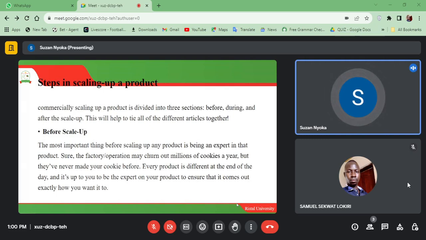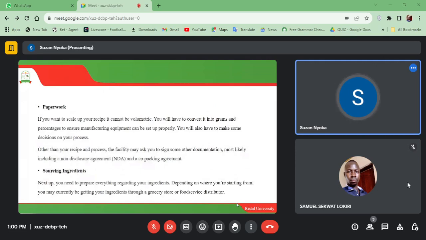Product to ensure that it comes out exactly how you want it to be. You need to do your paperwork. If you want to scale up your recipe, it cannot be volumetric. You will have to convert it into grams and percentages to ensure manufacturing equipment can be set up properly. You will also have to make some decisions on your process.